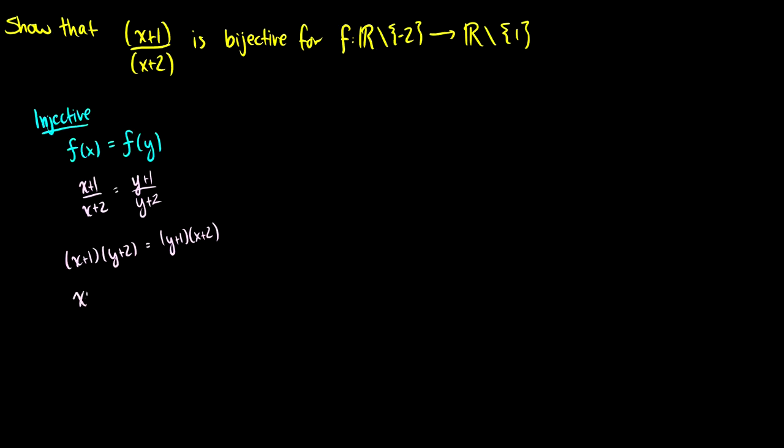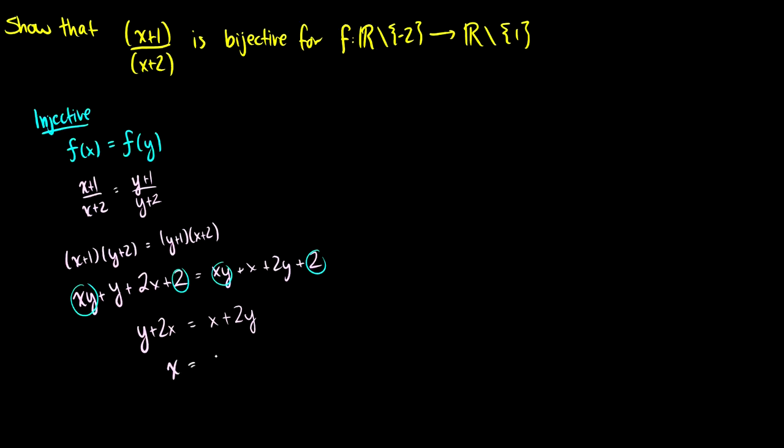So we're going to get xy plus y plus 2x plus 2 is equal to xy plus x plus 2y plus 2. Okay, we can subtract xy from both sides. We can subtract 2 from both sides. So we're going to be left with y plus 2x is equal to x plus 2y. We're going to bring all the y's to the right, all the x's to the left, and we're going to be left with x is equal to y. So it's injective.